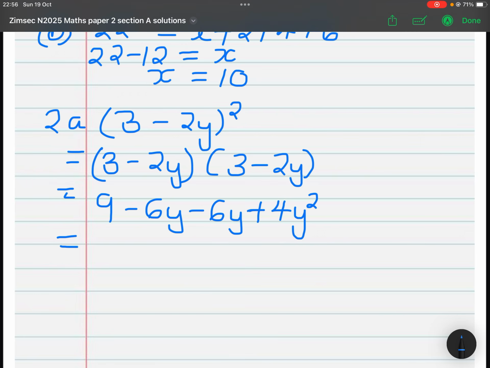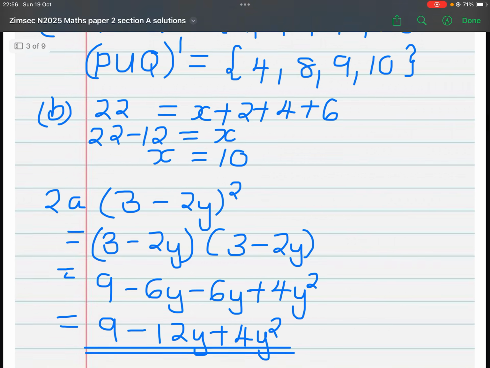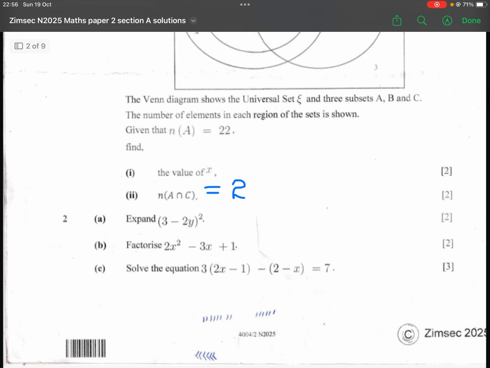And then after that, we add the like terms. We are going to have our final answer is, if we say minus 6y, we get minus 12y plus 4y squared. So this is going to be our final answer. So by getting this value, you get all the marks on 2A. And then let us proceed to 2B.